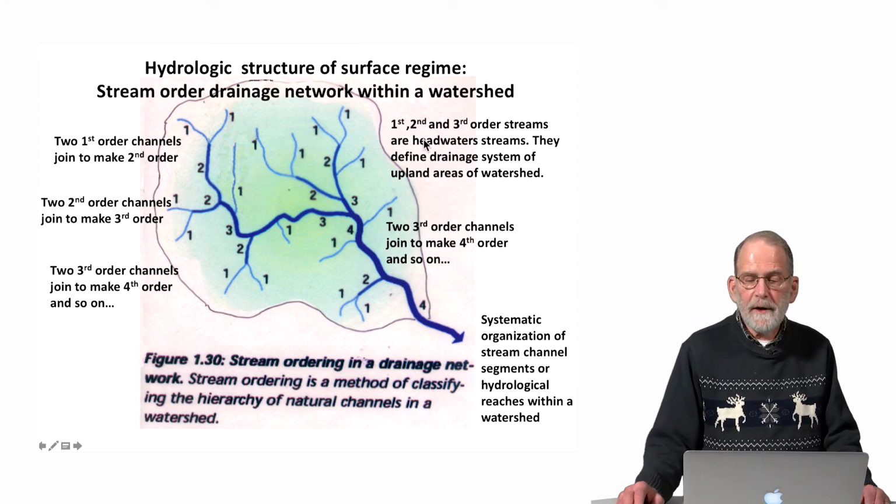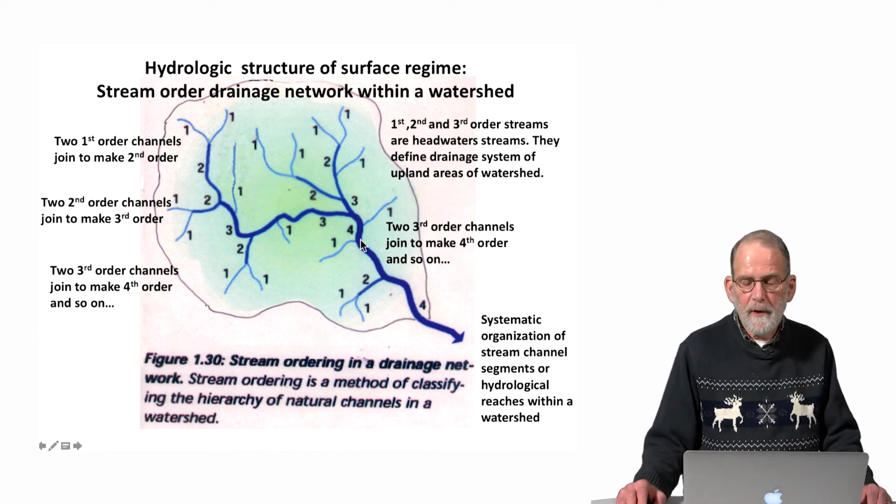So the first, second, and third order streams here are capturing the water coming out of the upland region and distributing it to the collection and conveyance function of the fourth order channel.